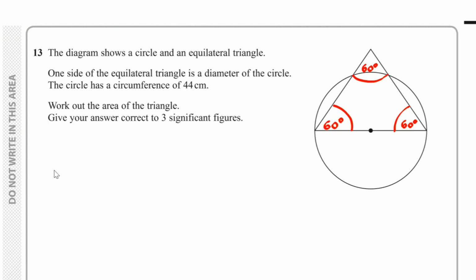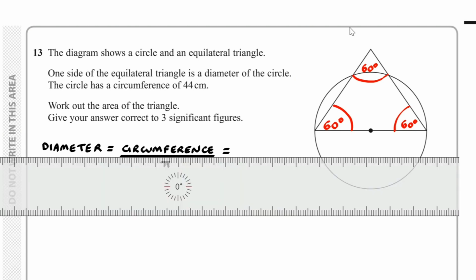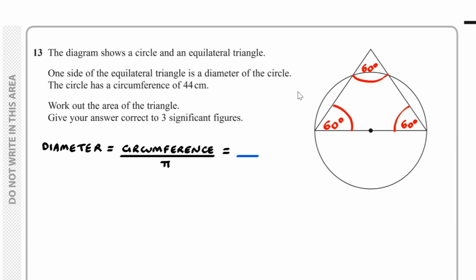So what is the diameter? Well, the diameter is equal to the circumference over pi. And so I have for my diameter 44, which is the circumference, over pi. So for each of the lengths, I have 44 over pi.